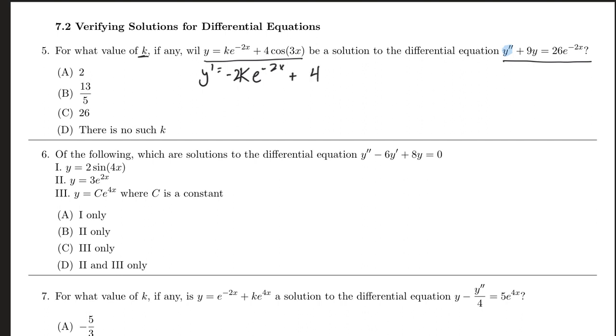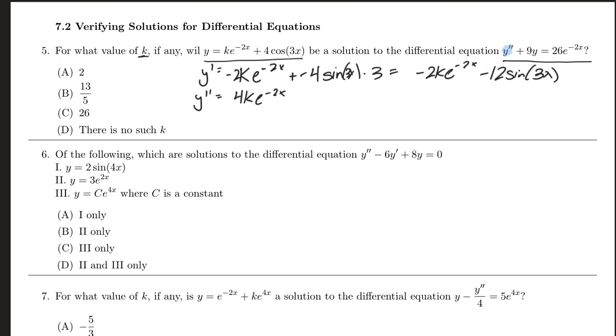Derivative of cosine is negative sine, 3x. Because of the chain rule with that 3 on the inside, we have to multiply by 3. Let me just write that a little bit simpler. Now we take the derivative of that again. Again, the chain rule, the negative 2k is going to stay. That's going to turn into positive 4k e to the negative 2x. The negative 12 is going to stay.